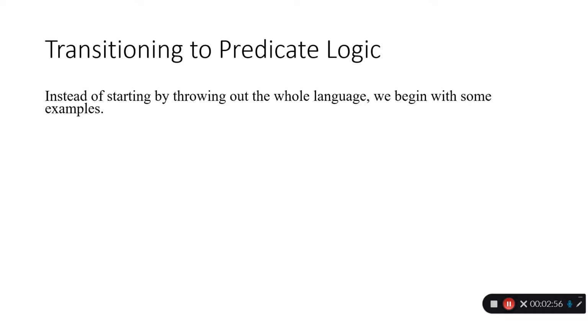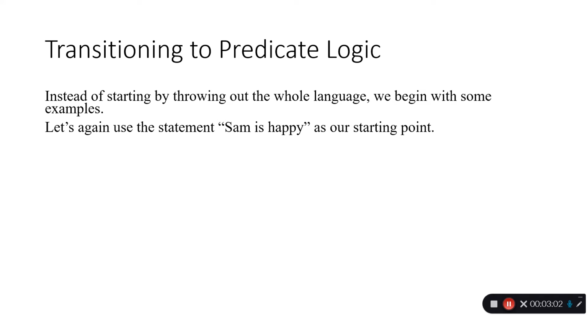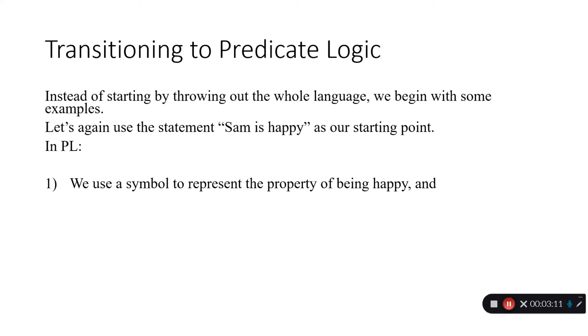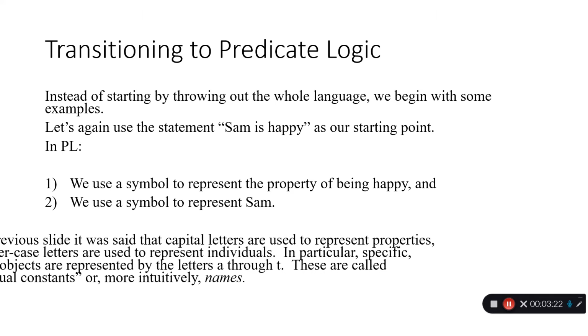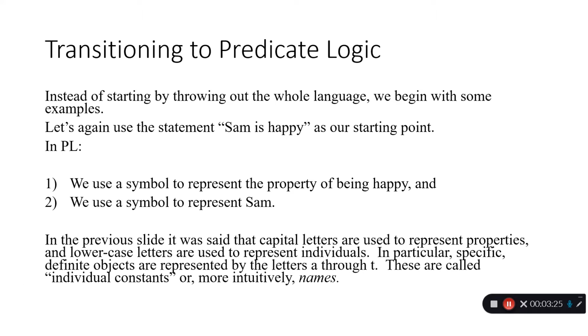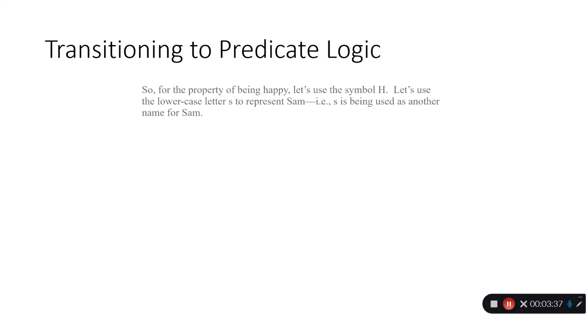So instead of starting by throwing out the whole language, let's begin with some examples. Let's use again the example Sam is happy as a starting point. In predicate logic, we do a few different things. We use a symbol to represent the property of being happy, and we use a symbol to represent Sam. So the first one is a predicate symbol, the second one is an individual symbol, an individual constant. We said that we're going to use capital letters to represent properties and lowercase letters to represent individuals, so let's apply that idea here.